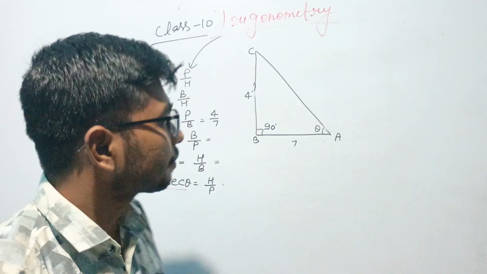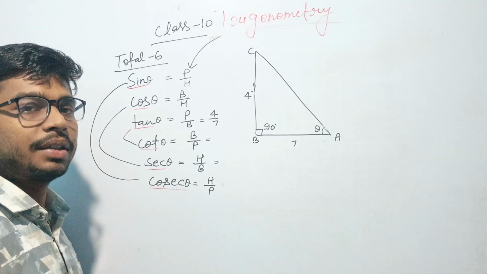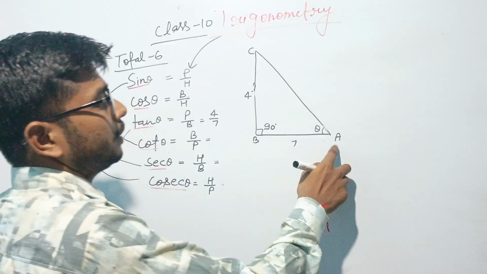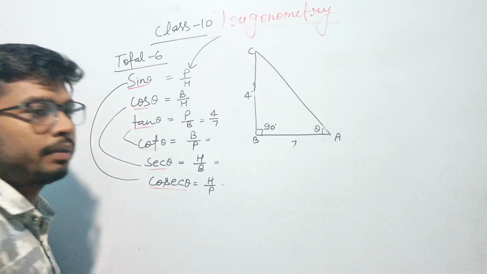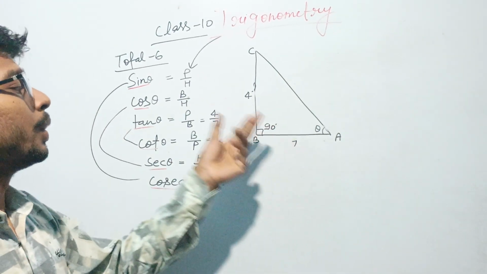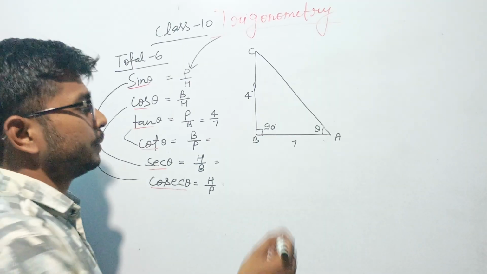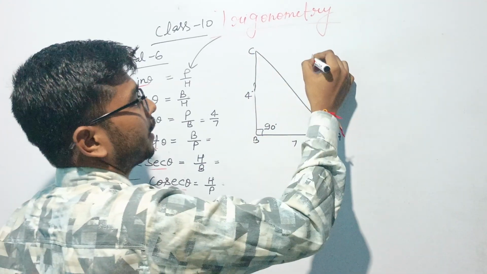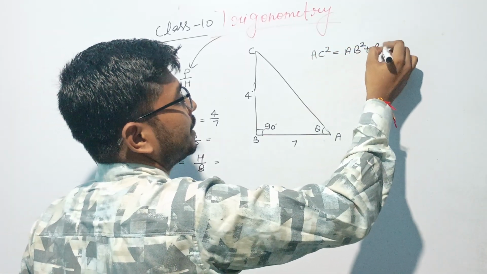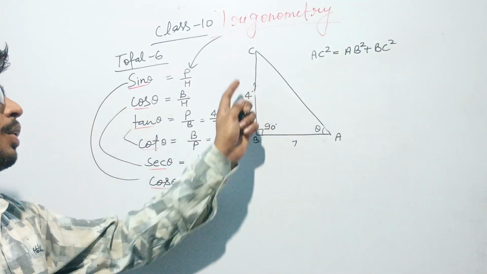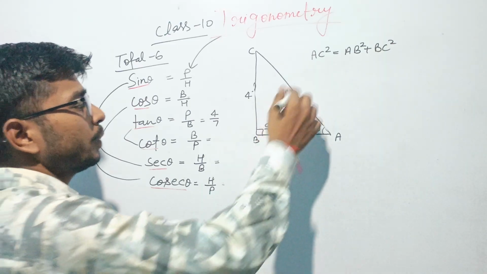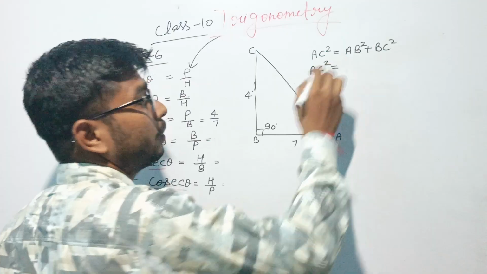Let's do it. Again we will use the Pythagoras theorem. Square of hypotenuse is equal to the sum of the squares of the remaining two sides. So AC square is equal to AB square plus BC square. We have to find AC. Just write AC. We don't know AC.